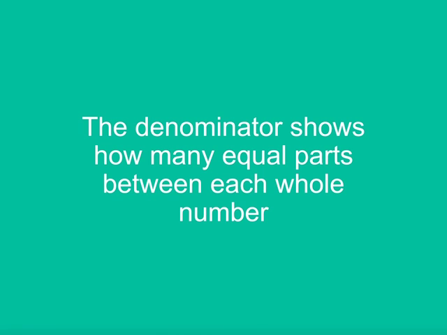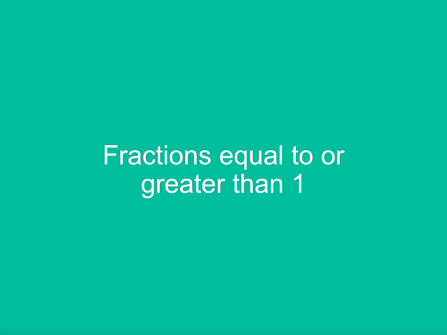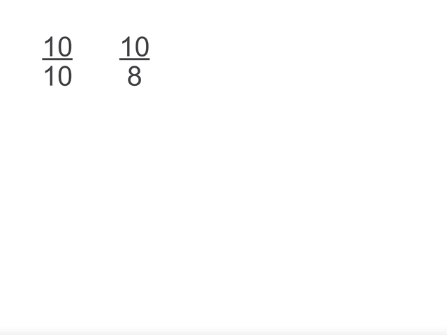In fractions, the denominator shows how many equal parts between each whole number. The numerator shows the number of equal parts in the fraction. Let's look at fractions that are equal to or greater than 1 whole. Here we have 10/10 and 10/8.